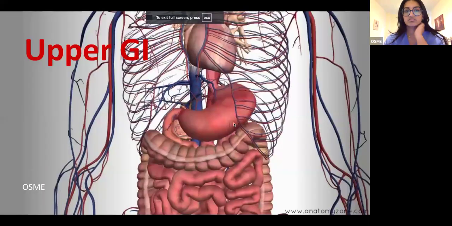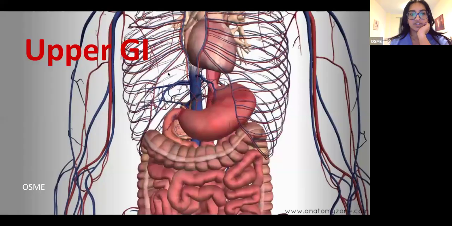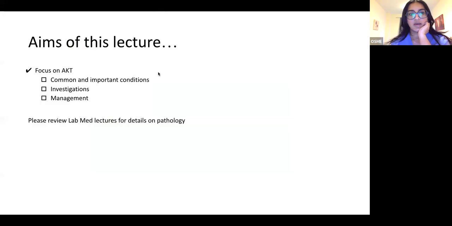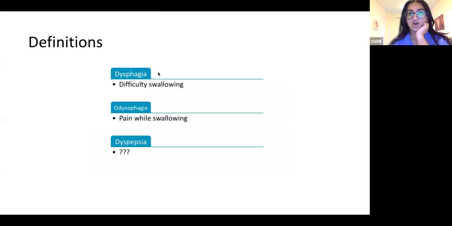Okay. So I think I'll get started on the second half of the lecture. For this, we'll be covering upper GI. And as always, the main aims of this are the AKT. So going to start off with some important definitions. These words get mixed up quite a lot.